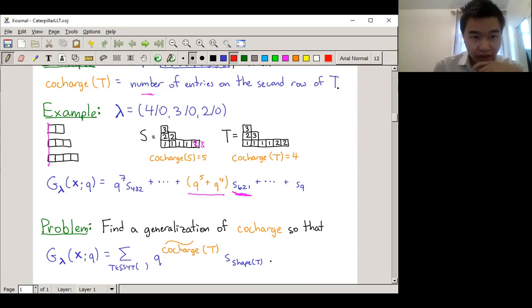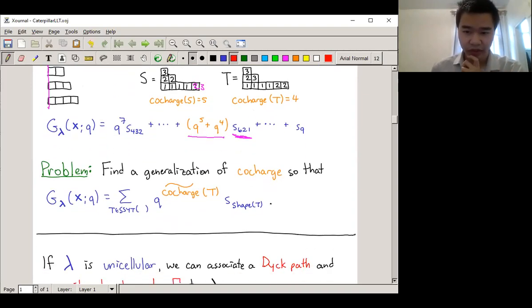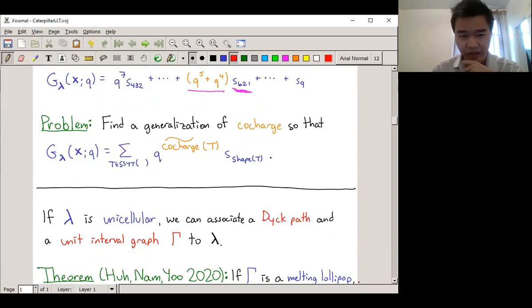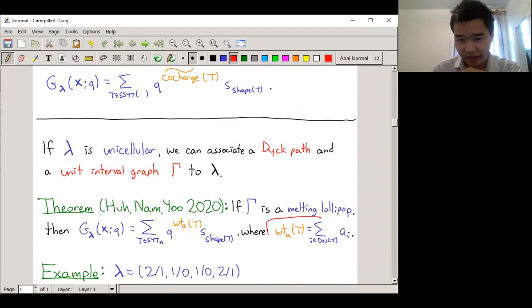So now I'd like to tell you about a couple of very recent results that are of this sort. The first one is that if my shape lambda consisting of rows is unicellular, which means that all of the rows have only one box, then we can associate a Dyck path and a graph to this shape. And these authors, Schur, Nam, and Yu, found that if the graph takes on a particular form, they defined a statistic that gives the Schur expansion of an LLT polynomial. So I'll just try to show you what their theorem looks like in an example.